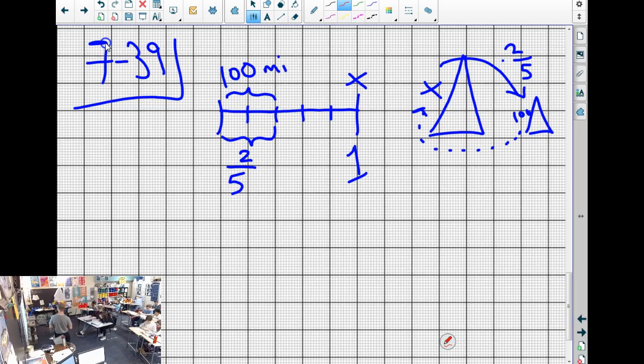No. Wait, how long the trip is? I got him. I was right. Oh my gosh, good job, Bella. You're actually right.